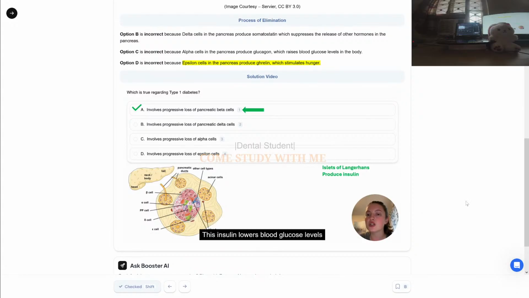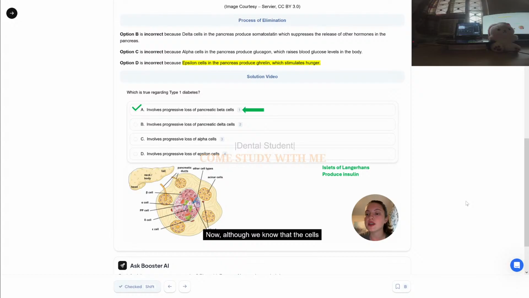This insulin lowers blood glucose levels and facilitates the uptake of glucose into cells for energy storage and production, and without it, the body faces serious health consequences. Because these cells have been progressively destroyed, patients with type 1 diabetes will need to supplement their insulin.